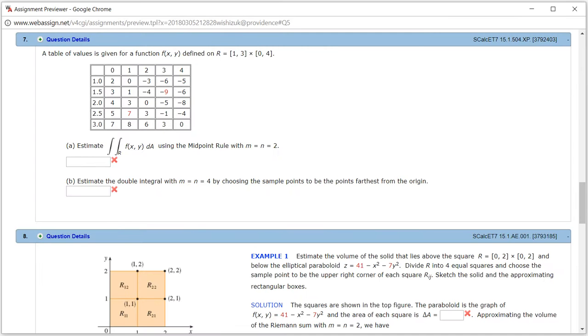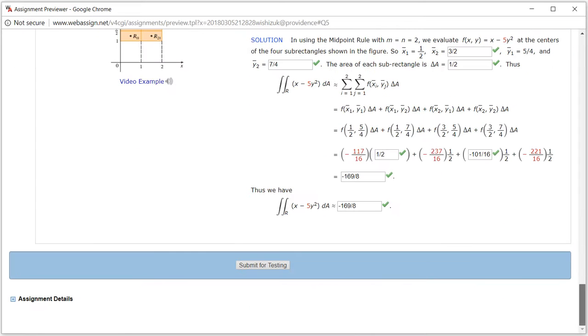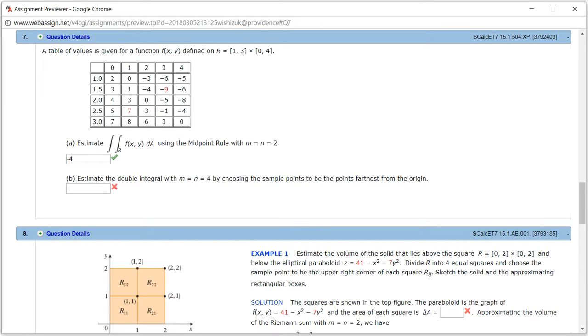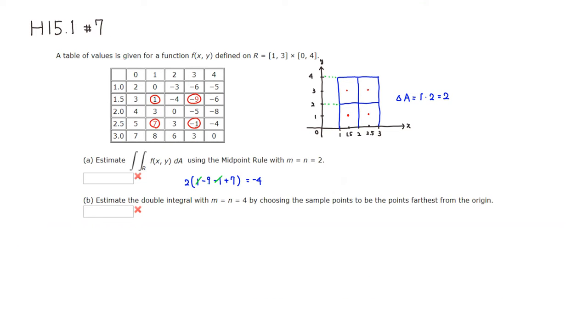So I'm going to just type it in here: negative 4, and go ahead and check the answer. Submit for testing. All right, it came back and looks like we got part A correctly. So let's look at part B.